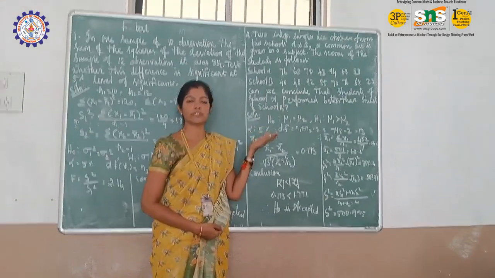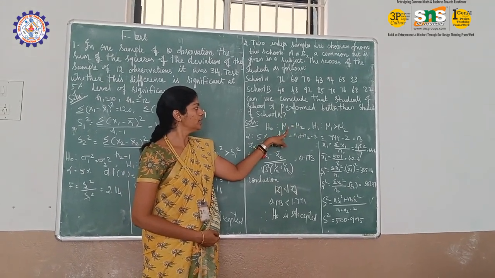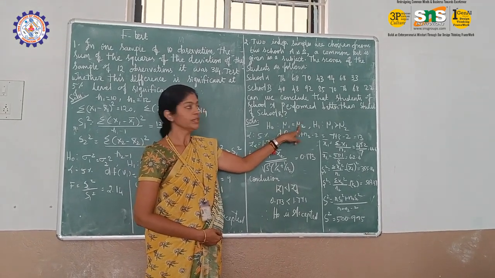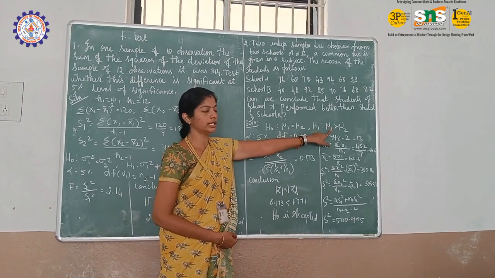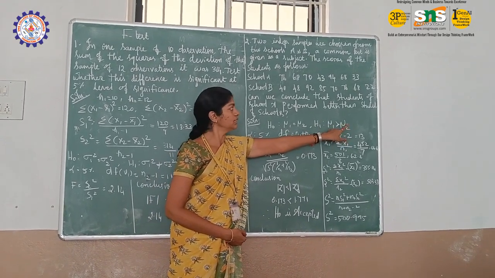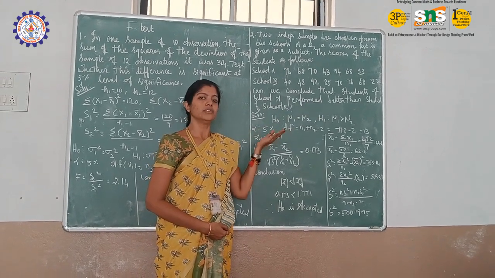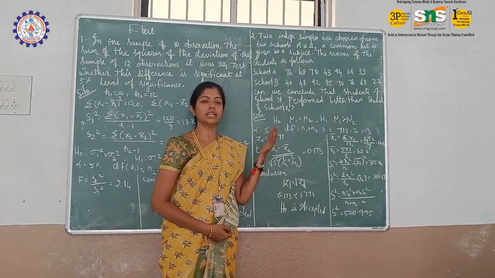So for that we have to make H0 and H1. H0 is mu1 is equal to mu2. Then H1 we have taken as mu1 is greater than mu2. So this is a single tail type. Whenever we have greater than or less than words, we have to take that as a single tail problem.